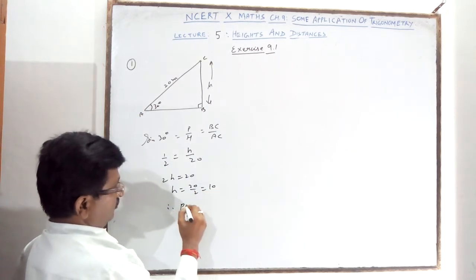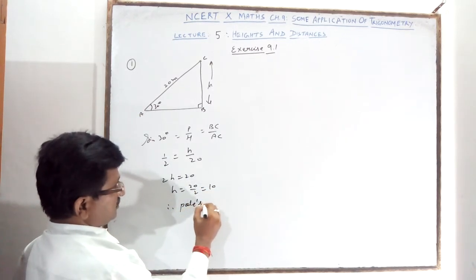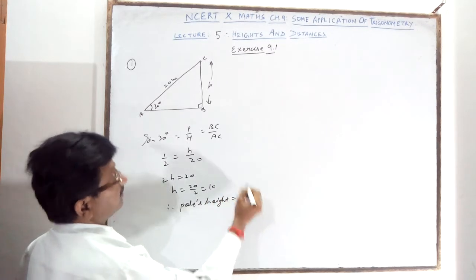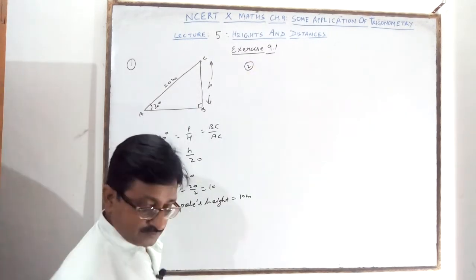So the pole's height will be 10 meter. Question number 2.